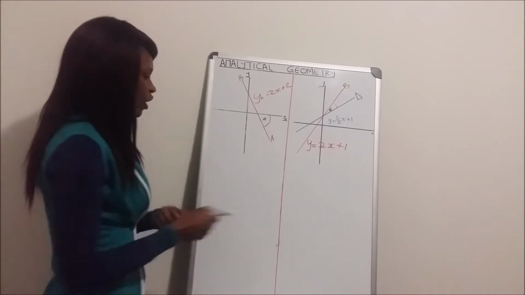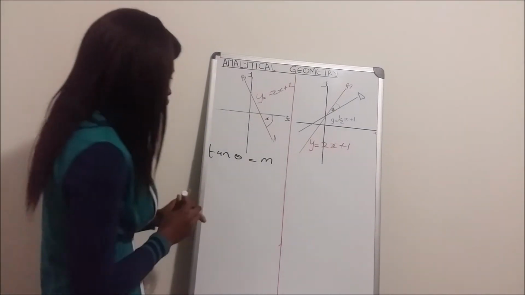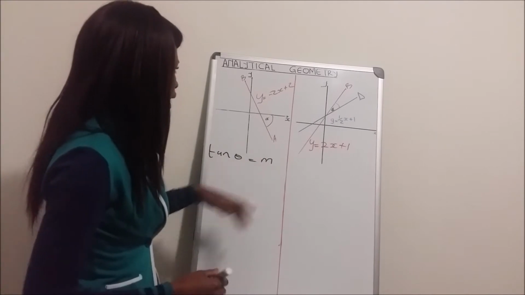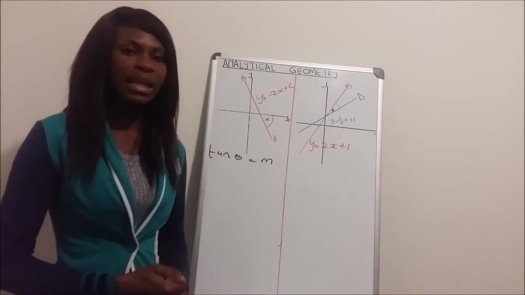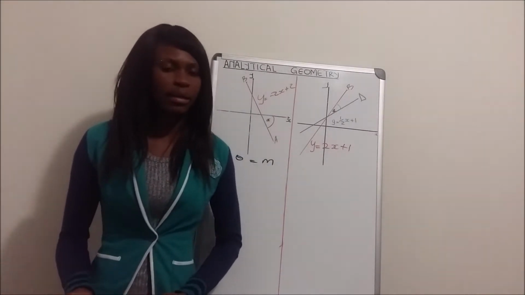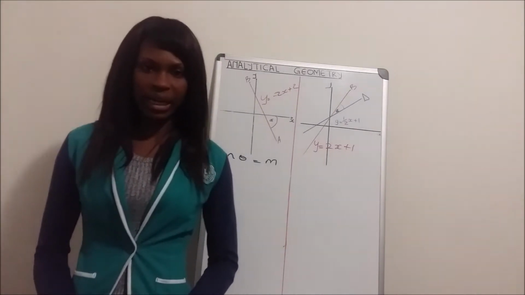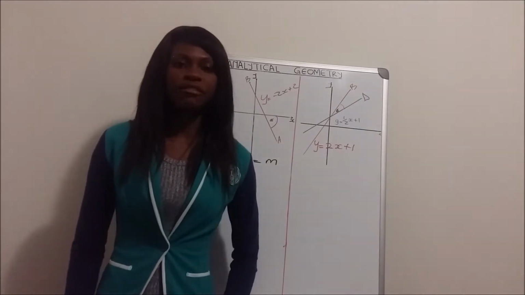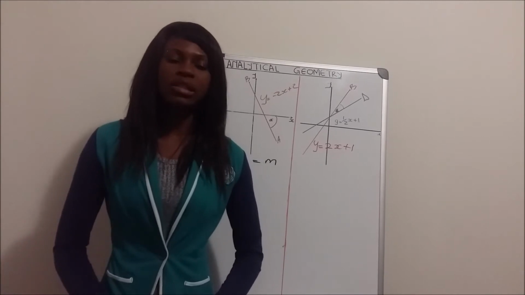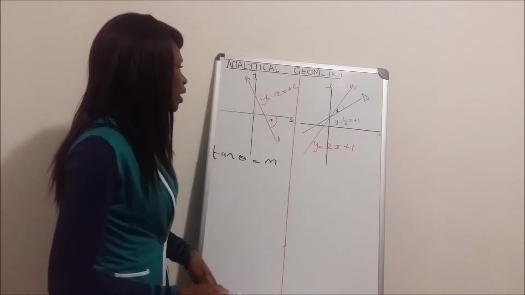Remember, to find an angle of inclination we use the equation tan theta equals m, where m is the gradient and theta is the angle of inclination. If we have a negative gradient, that means the angle will be measured clockwise. To make it anti-clockwise, we have to add 180 to the final answer. The angle of inclination has a value between 0 degrees and 180, and it's always measured from the x-axis anti-clockwise.